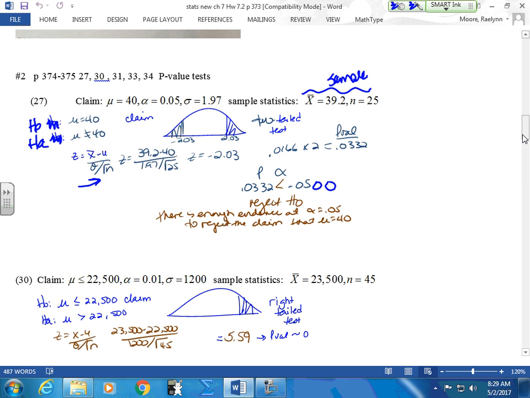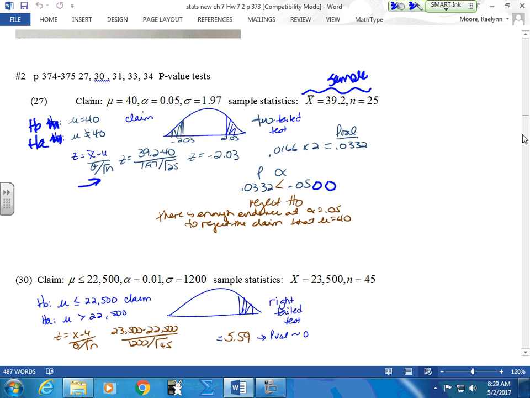There is enough evidence at a level of significance of 0.05 to reject the claim that the mean was equal to 40. I don't know what the claim is in words, but I know the mean is equal to 40. Okay. So this is your interpretation. Your decision was to reject H0.